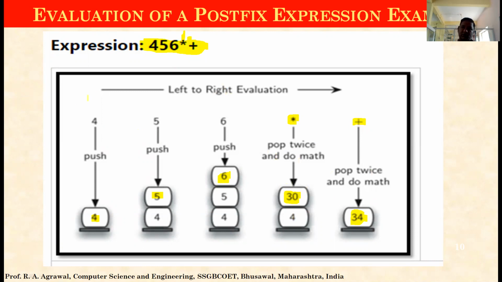Remember one thing, this has to be done with left to right evaluation only. So this is the general idea. Let us see how this works with the help of a stack.